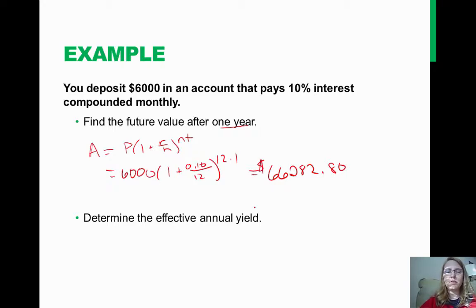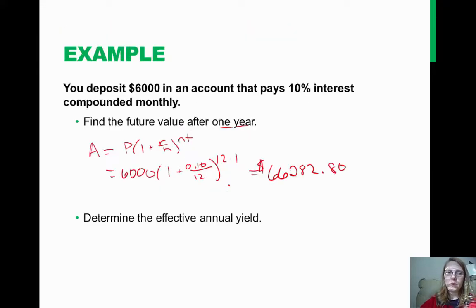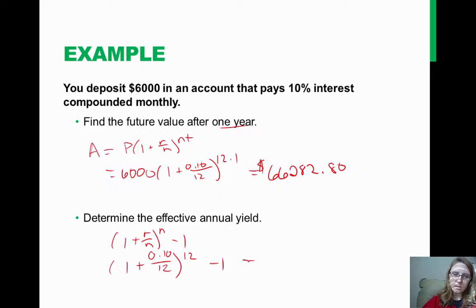So now it says determine the effective annual yield. Remember, we're going to use this equation. We're going to take 1 plus R over N to the n power and subtract 1 from it. So that would be 1 plus 0.10 over 12 to the 12th power minus 1. So let's go ahead and calculate that. 0.10 divided by 12 plus 1 to the 12th power, and then subtract 1. That would equal 0.105. Or, in other words, it's about 10.5%.